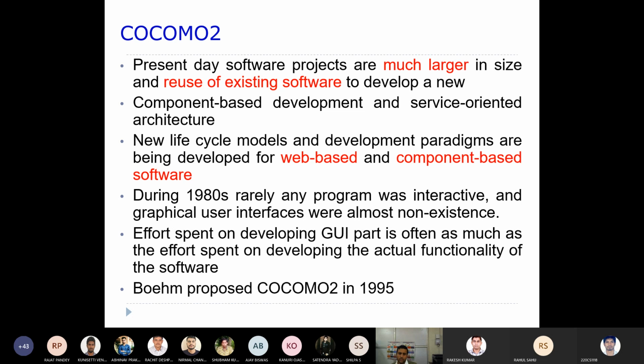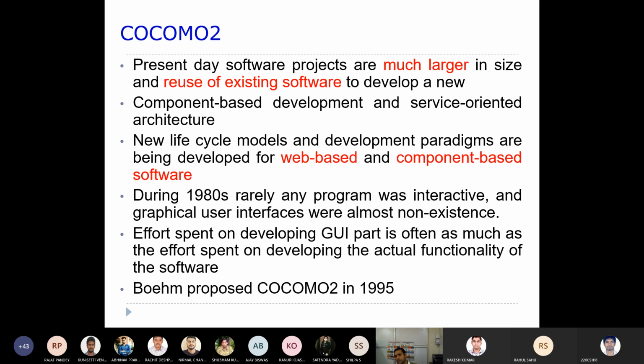So we have now seen the basic, intermediate, and complete COCOMO. These are the three phases COCOMO has considered before. But now we are into COCOMO 2, which will consider certain other things. We'll talk about that.